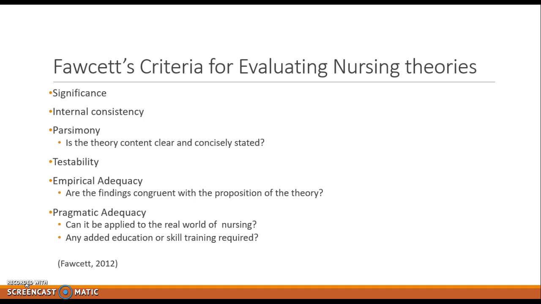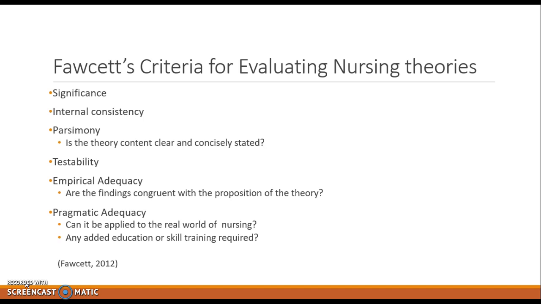Then we have internal consistency. Basically that means if we were to take this study and repeat it in a similar situation or with the same type of population, will we actually get the same result as the first time it was done? Then we have parsimony. Essentially it's looking at whether the theory content is clear and concisely stated. Then we have testability, which again is kind of self-explanatory. Can the theory actually be tested? Is it going to test what it's looking for? Is it going to give you the results you're looking for, using the test that you're using?